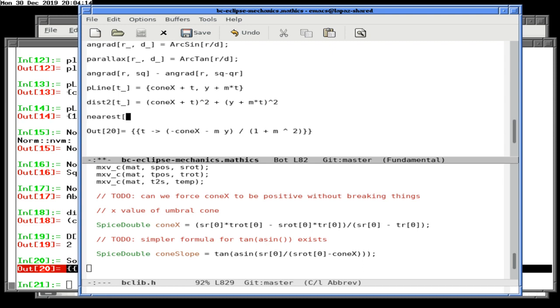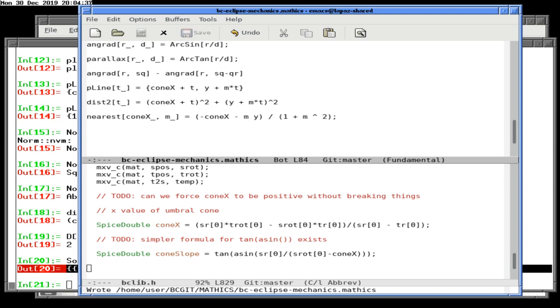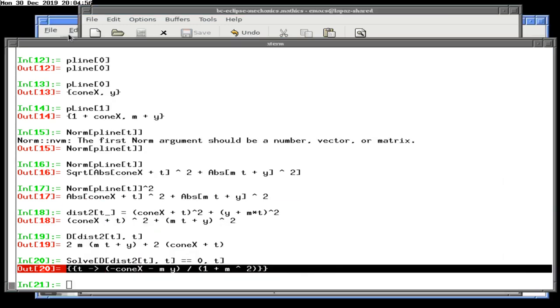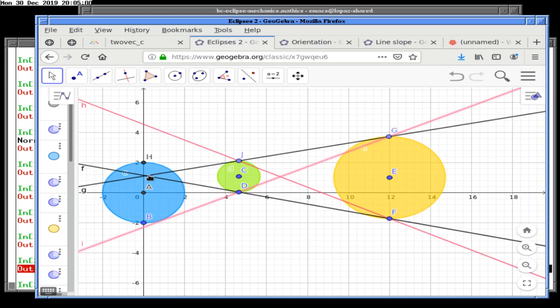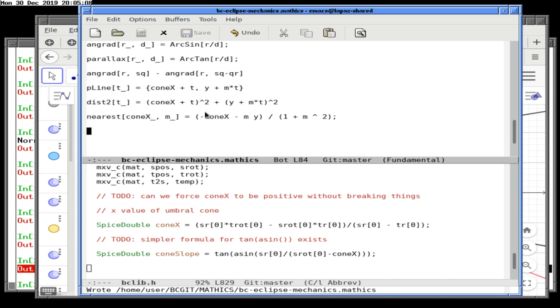Nearest value for t, I guess this is actually dependent on Conex and on m, although it really doesn't matter at this point, is equal to this fairly not bad looking formula here. Okay. And then we need to compute the value at that as well, the x value. Oh no, this is the cone, right? So this is where the cone is closest to the origin. This is where we can get into some funky different cases.